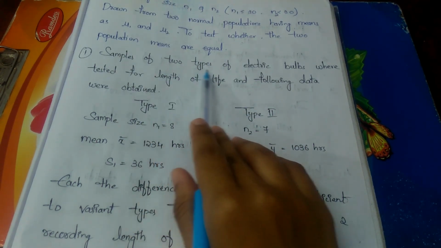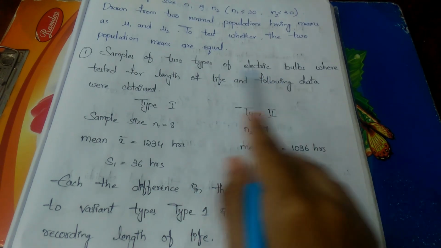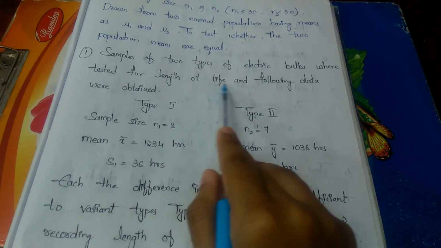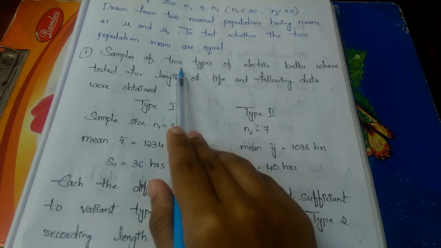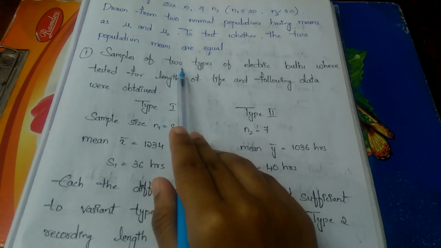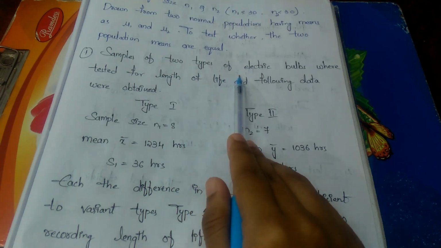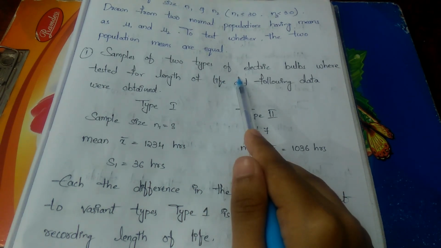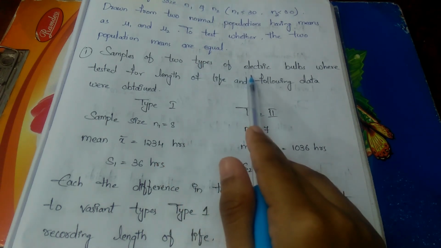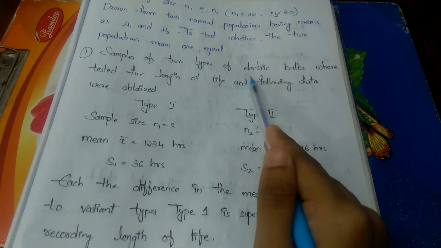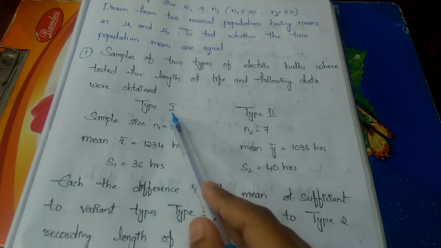Samples of two different types of electric bulbs were tested for length of life and the following data were obtained. So you can observe that two types of electric bulbs, you can take them as two normal populations. Whenever you see two types of electric bulbs or two different things like this, you have to follow method 2. So here type 1 means the first type of electric bulb.